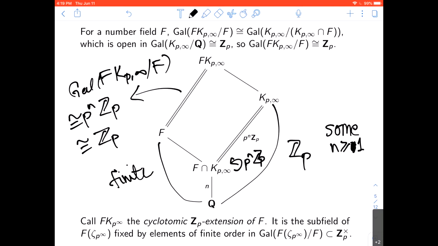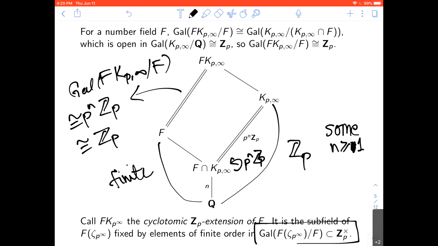If you join the p-power roots of unity to F, you might not get all the p-adic units, but if you mod out by the elements of finite order, you will get a subgroup that's isomorphic to Z_p. So you could describe it in a more direct way without taking the composite with the extension of Q first. In any case, this construction is called the cyclotomic Z_p extension of F.